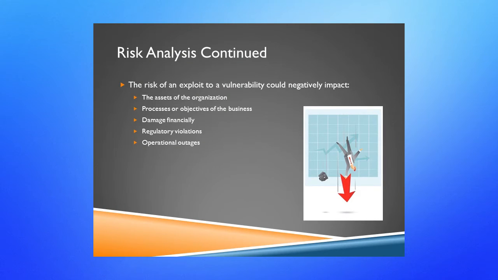All right, so as kind of a review, the risk of an exploit to a vulnerability could negatively impact things like the assets of the organization. And I like this, we're using vague terms. The assets are what's important to you and your company. All right, so I've given you some examples. They can negatively impact processes or objectives of the business. Certainly, if it was the database of customers, it's going to impact the ability for me to know what product the customer bought and where to ship it and that sort of stuff. That can damage us financially. It could also lead to us being in violation of regulatory requirements. Some of these could cause operational outages.